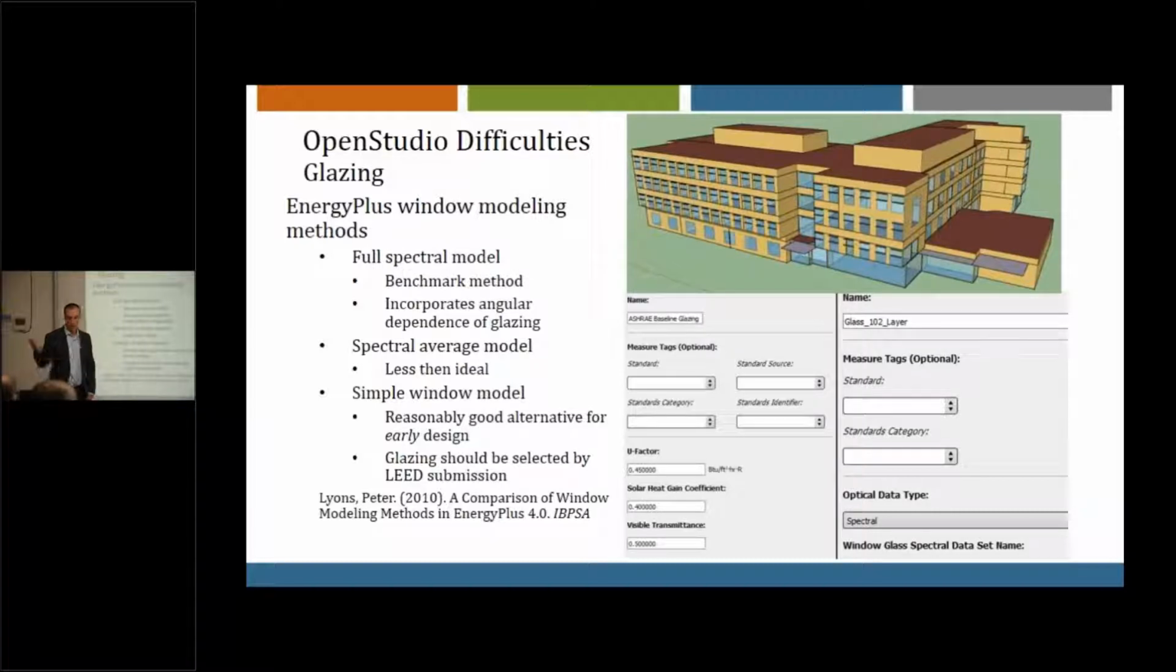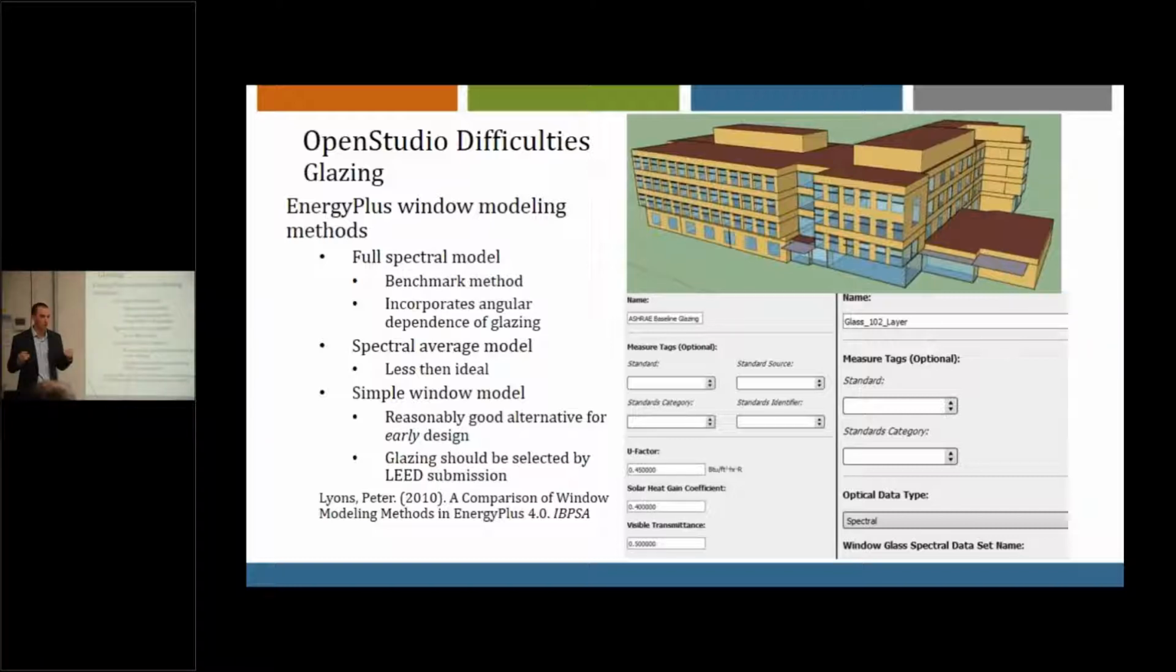So now I want to move more into OpenStudio and some things just to watch out for in OpenStudio and some recommendations on best practices. This one we've spent a lot of time on, and it's kind of a pain, but it's looking at how OpenStudio and EnergyPlus model glazing. There are a couple of different ways you can do it. There's the full spectral model, spectral average, and simple window method.